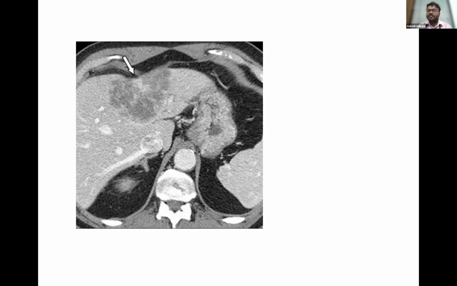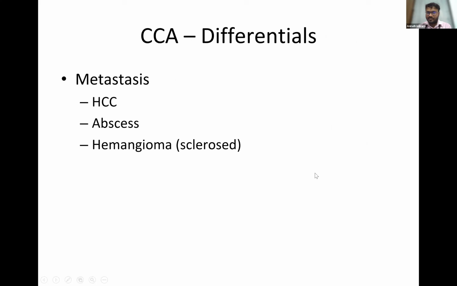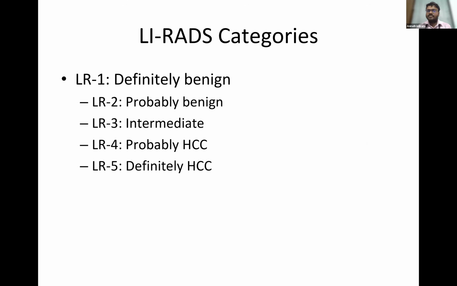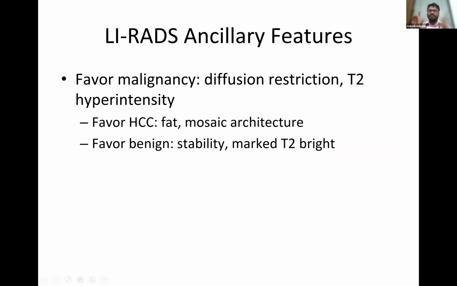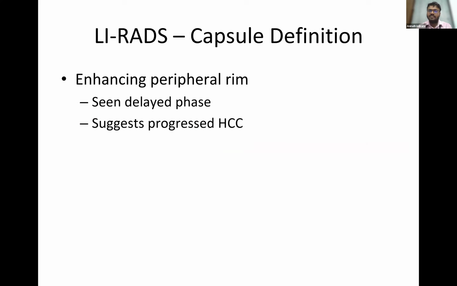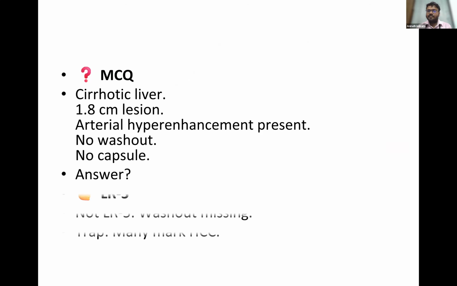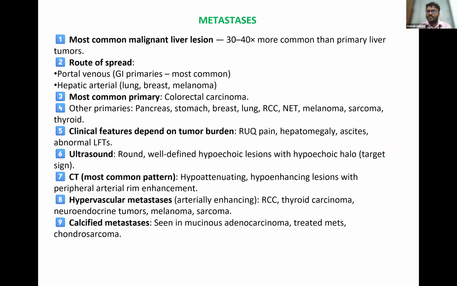So cholangiocarcinoma: capsular retraction, peripheral rim enhancement with delayed central enhancement. Then we have seen the LI-RADS. This is about LI-RADS. This is a very important table which you should refer. You can paste in your reporting room this LI-RADS. This is LI-RADS M, and these are some few questions which we have seen.